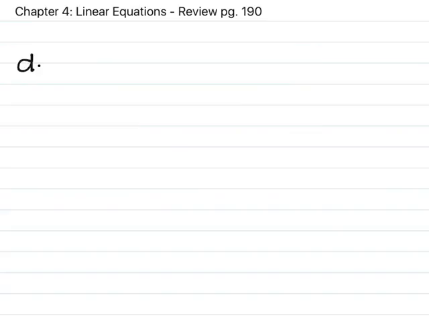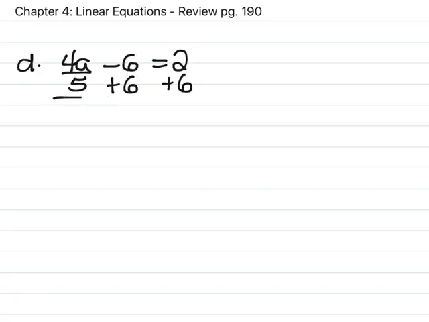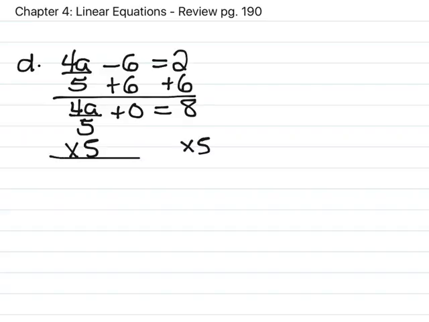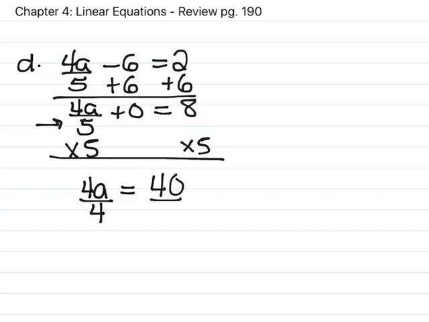5d, so you have 4a divided by 5 minus 6 equals 2. So we'll move the 6 first, so we're going to add it to both sides. So then you have the 4a divided by 5 will stay the same. This will be a 0, which will equal 8. So then multiply both sides by 5. That way we can get rid of the division over here. So you're left with 4a equals 40. And we have to divide both sides by 4.